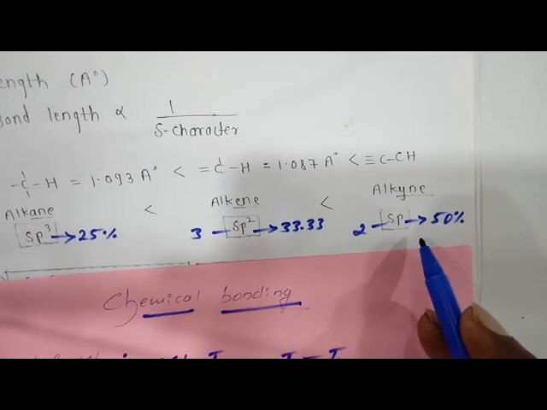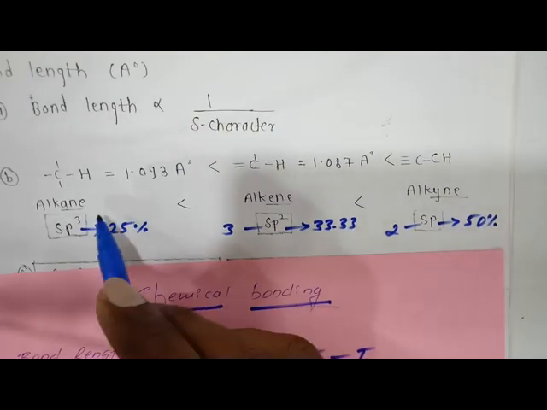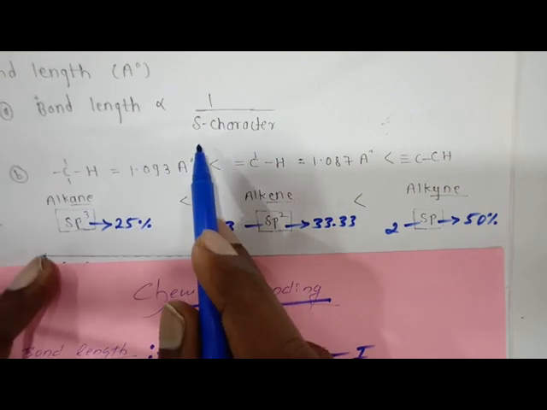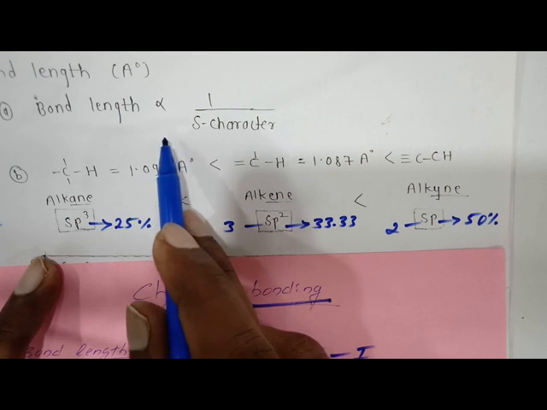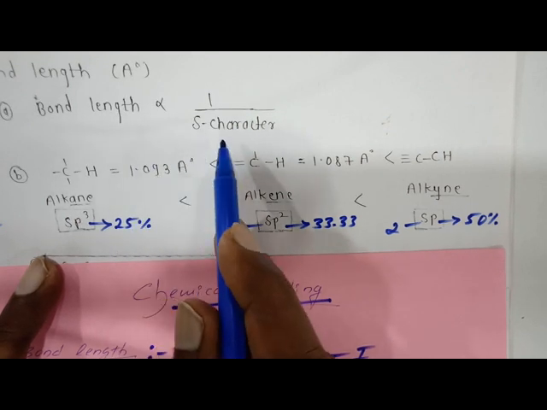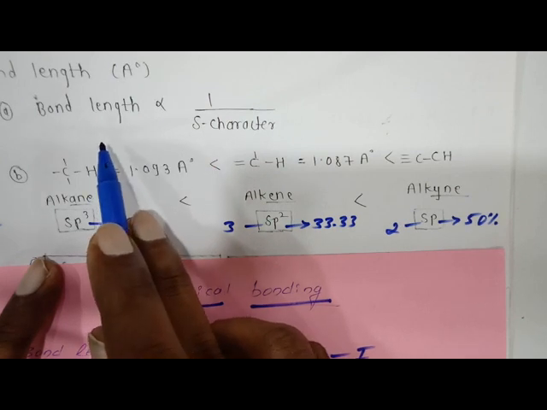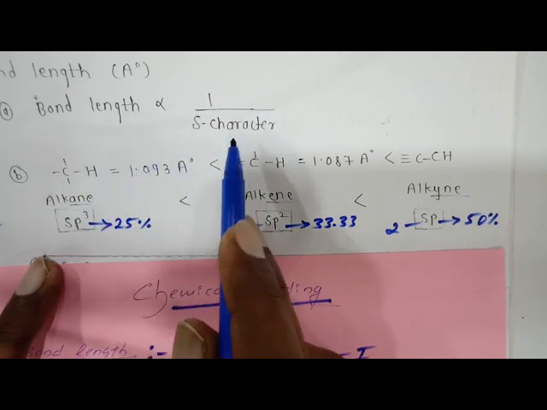So what is our concept? Bond length is inversely proportional to S character. That means as the S character increases, the bond length decreases, or as the bond length increases, the S character decreases.